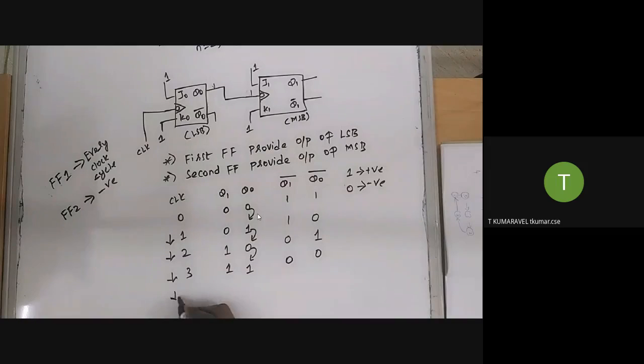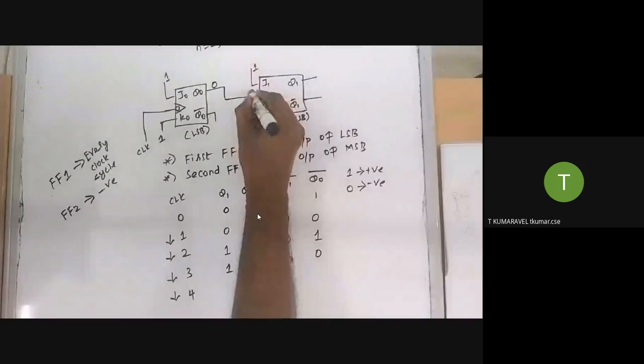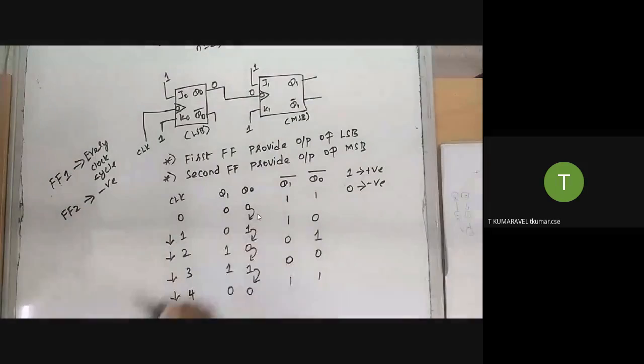Next, I'm going to provide a fourth clock cycle. This is a 0, here 0, and this is the input for the next flip flop. So now it's going to react. What is the value of Q1? Q's previous value was 1, now it becomes 0. This is a 1. Okay, this is the functionality of the 2-bit counter.